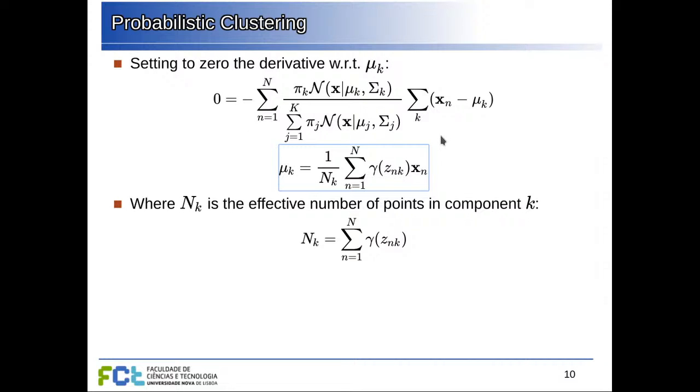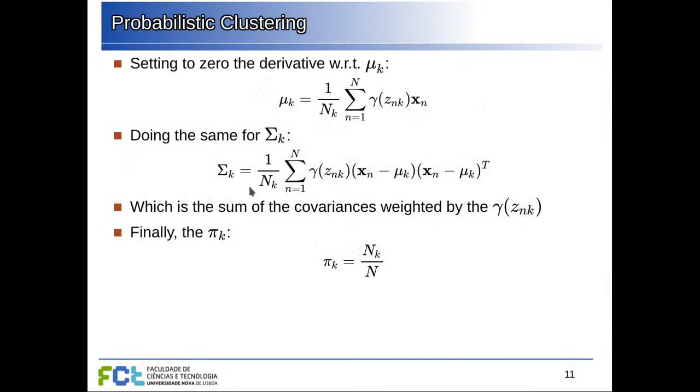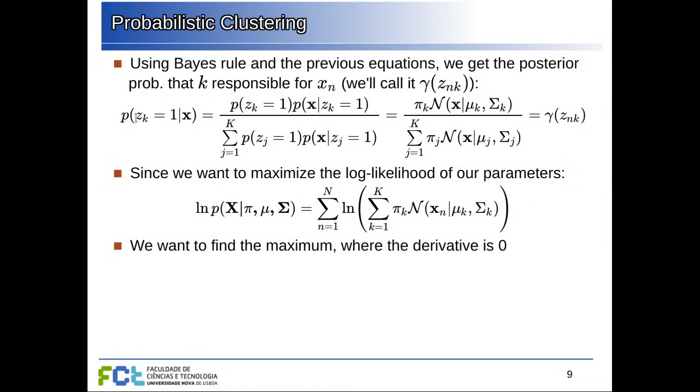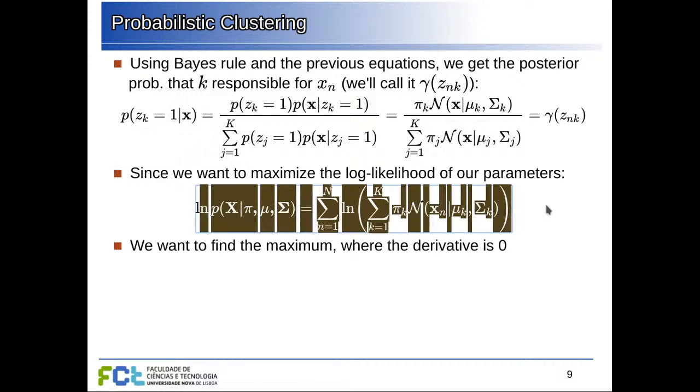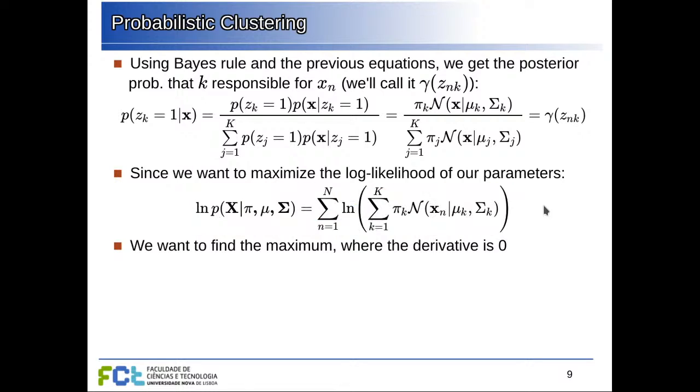And we can do the same to compute the covariance matrix, taking into account the probability of the points belonging to that particular distribution and the difference between the points and the mean of the distribution. So basically, the problem that we have here is that if we can compute the probability of the points coming from each distribution, then we can maximize this expression and optimize the parameters for all the distributions. However, we can only compute the probability of a point coming from a distribution if we know the parameters of all the distributions.